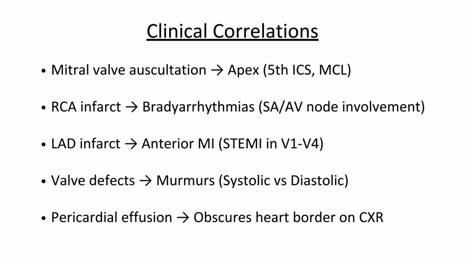Valve defects like stenosis and regurgitation produce systolic or diastolic murmurs, and their radiation patterns can help pinpoint the affected valve. A pericardial effusion can blunt the heart borders on chest X-ray and, if severe, lead to cardiac tamponade, another USMLE favorite. This is why mastering anatomy helps you not just memorize, but diagnose.